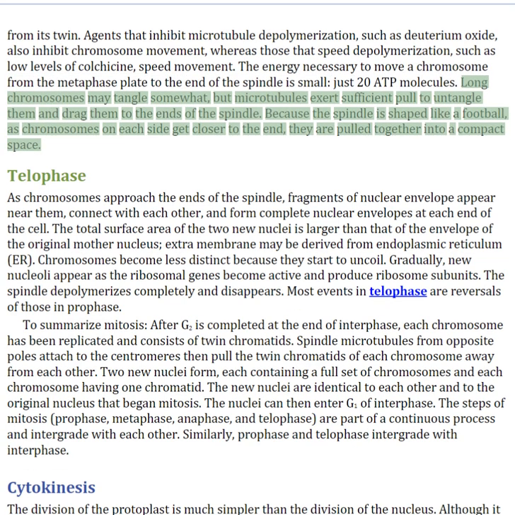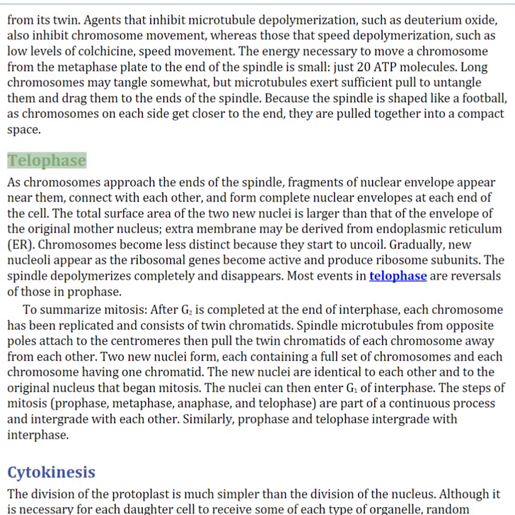Long chromosomes may tangle somewhat, but microtubules exert sufficient pull to untangle them and drag them to the ends of the spindle. Because the spindle is shaped like a football, as chromosomes on each side get closer to the end, they are pulled together into a compact space.